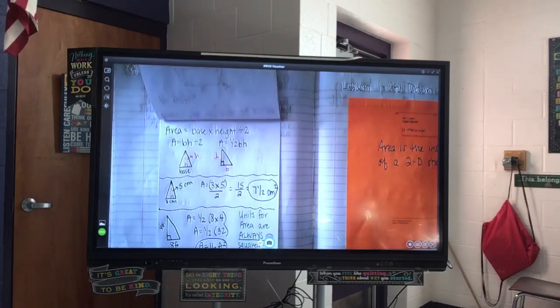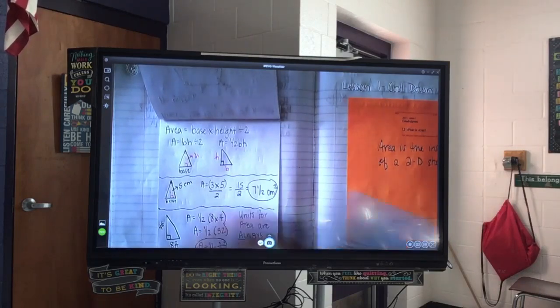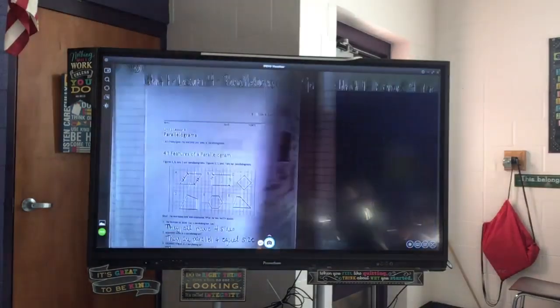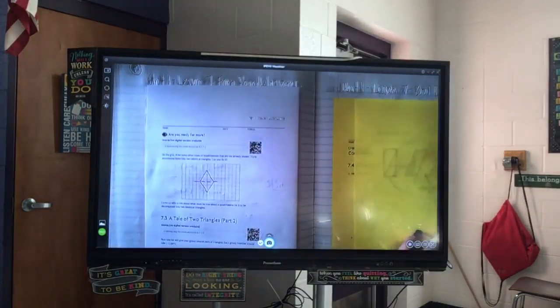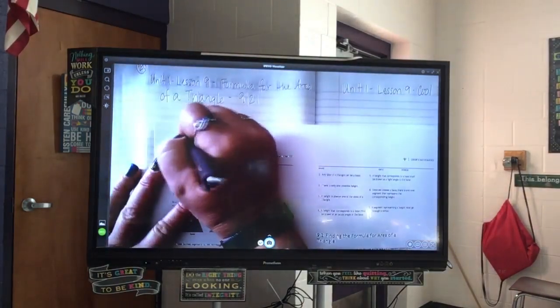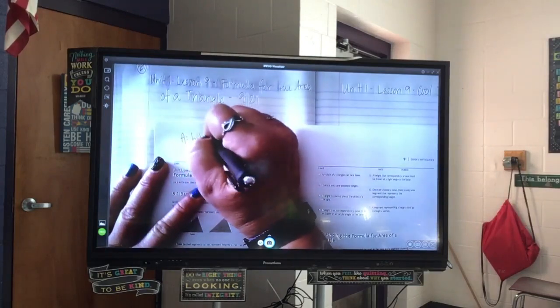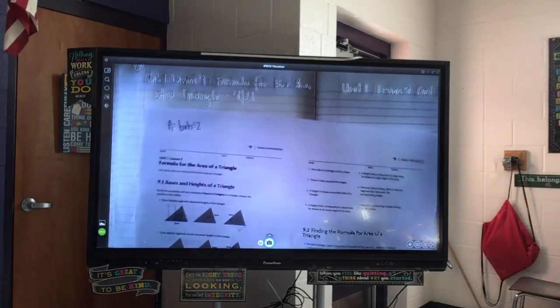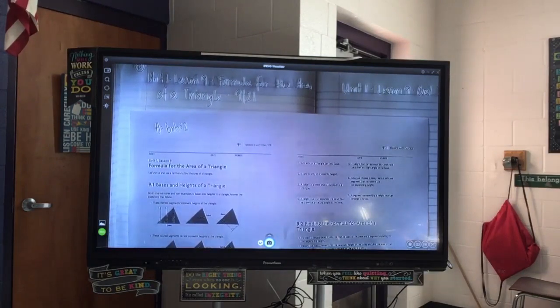Alright, Cooper, what is the formula to find the area of a triangle? Base times height divided by 2. Can you also say it another way? The area equals base times height divided by 2. What's the other way that was written in your foldable? Area equals half base times height. Right.